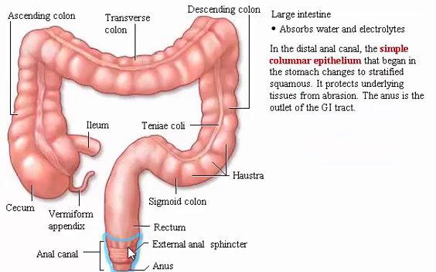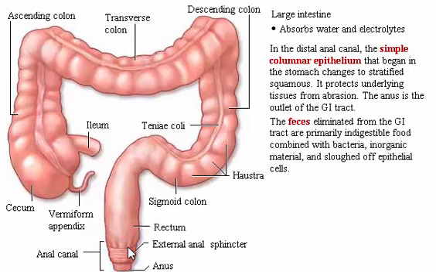In the distal anal canal, the simple columnar epithelium that began in the stomach changes to stratified squamous. It protects underlying tissues from abrasion. The anus is the outlet of the GI tract. The feces eliminated from the GI tract are primarily indigestible food combined with bacteria, inorganic material, and sloughed-off epithelial cells.